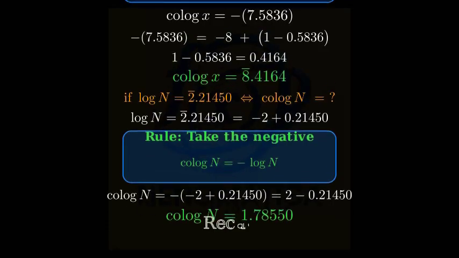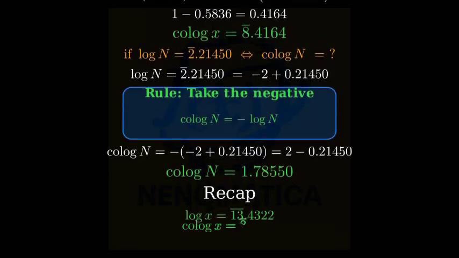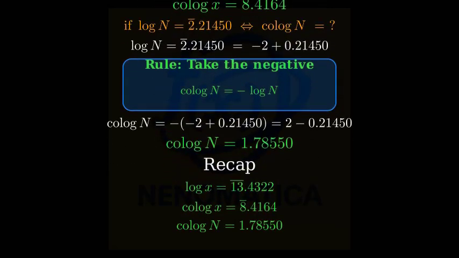Recap. The single rule to remember is colog equals negative log. Using that rule, we obtained 1. Log x equals bar 13.4322. 2. Colog x equals bar 8.4164. And 3. Colog n equals 1.78550.